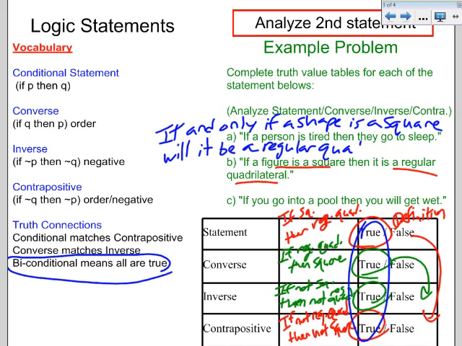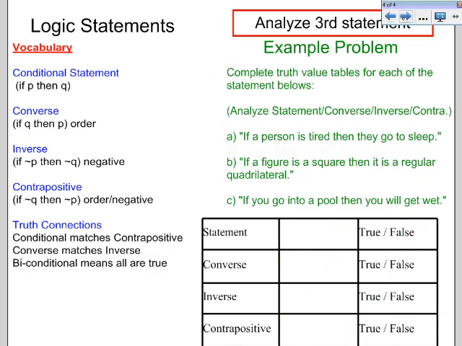All right. So go ahead. We're going to look at the third example. The third one is talking about if you go into a pool, then you will get wet. So again, our P is the pool part, so if we're going to the pool, and our Q is the get wet part. So if you go into a pool, then you get wet. That is false because, oh no, I'm sorry, that's true. If you go into a pool, you would get wet. But a pool is full of water, so obviously you have to get wet.